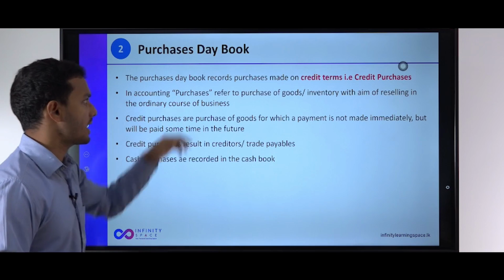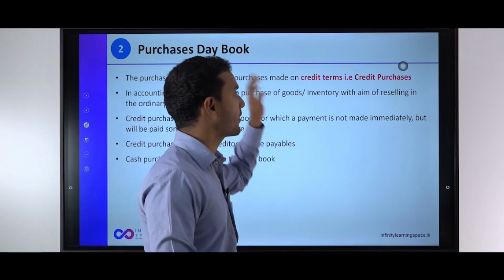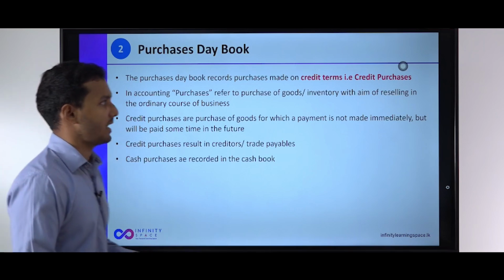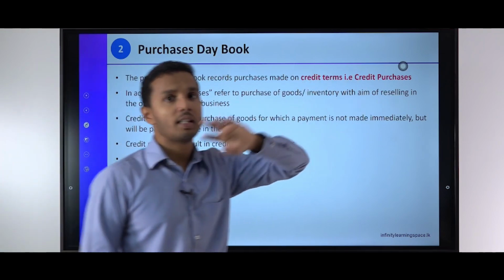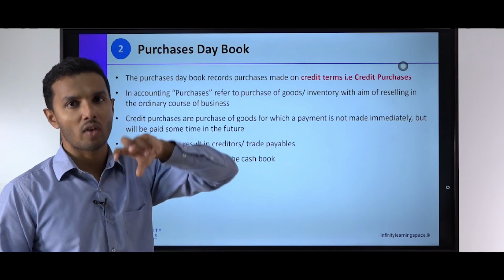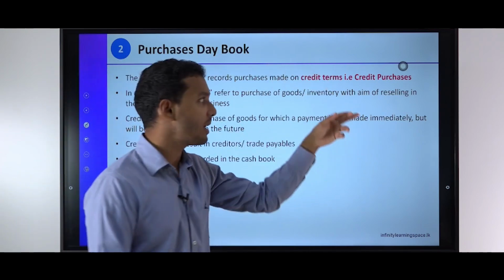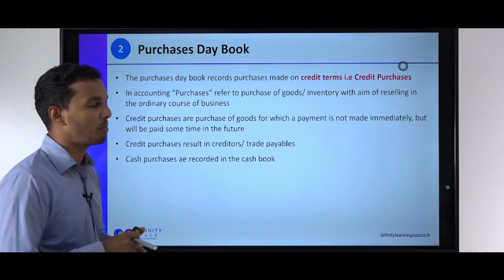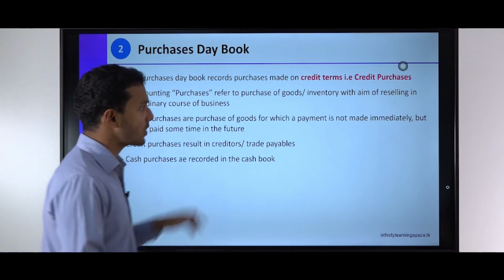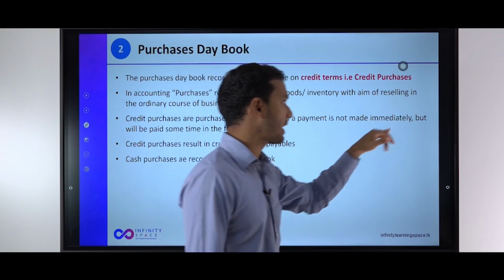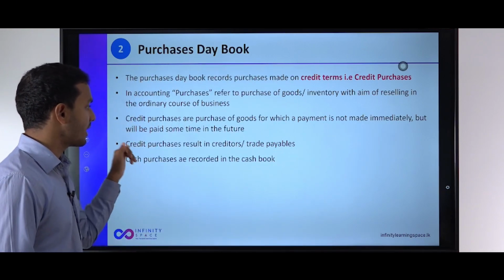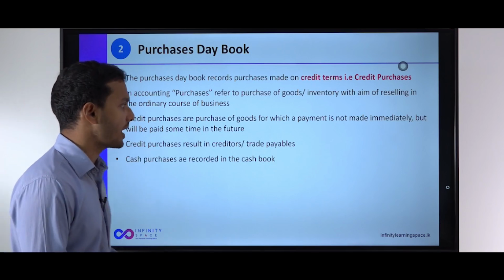In accounting, purchases refer to purchase of goods, or what we call inventory, with the aim of reselling in the ordinary course of business. So reselling means either directly buy and sell, or buy then process, meaning take it through a manufacturing process and then sell the finished product. Either way, our intention should be to sell it to the customer. Credit purchases are purchases of goods for which payment is not made immediately but will be paid sometime in the future. Credit purchases result in creditors, or trade payables.